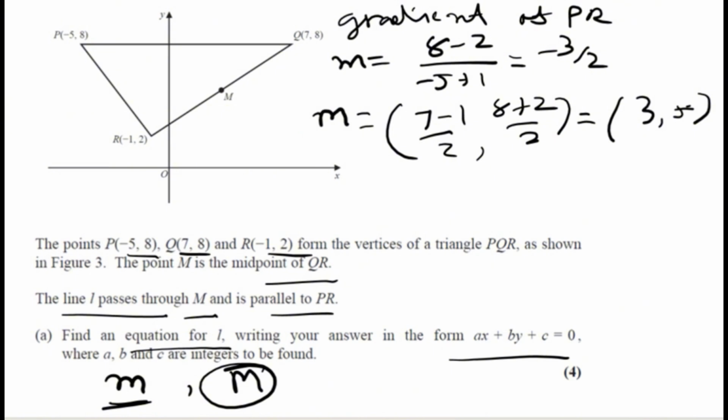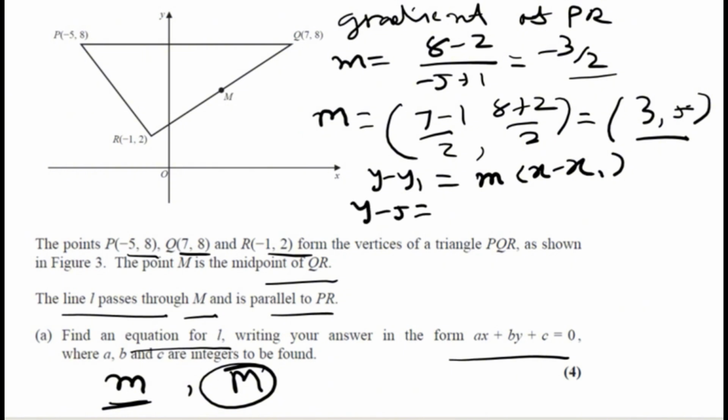So now we have both things. We have a point and we have a gradient. Now we can use the formula y minus y1 is equal to m into x minus x1. So y minus 5 is equal to minus 3 over 2 times x minus 3.